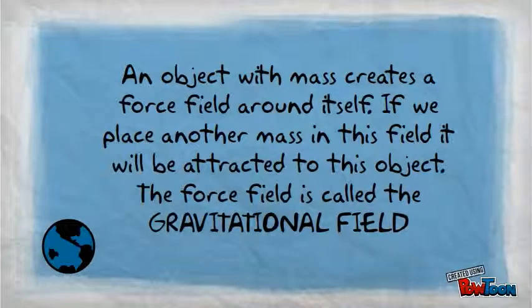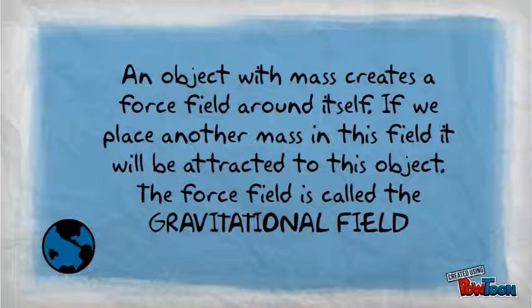Well, any object with mass will create a force field around itself, such that if we placed a second mass in that field, it would be attracted towards the first object. The force field is called the gravitational field.